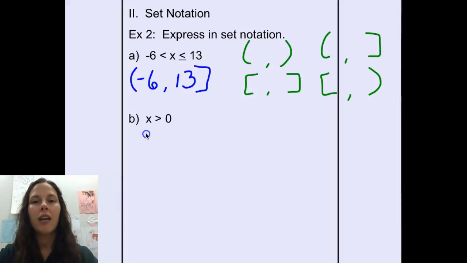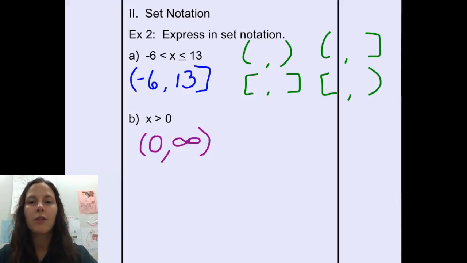Our next example, we have an open inequality. So we use our parenthesis for 0 because it's not included, and this will go up to positive infinity. Infinity is not a number, so we will never use a bracket. We will always use a parenthesis if we have a negative or positive infinity. So x is greater than 0 can be represented by parenthesis 0, comma infinity parenthesis.